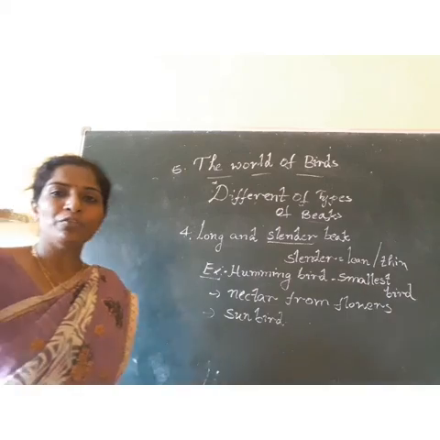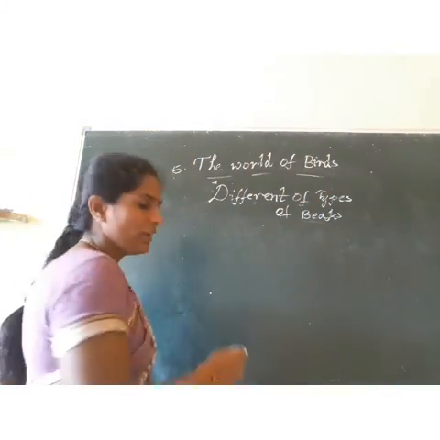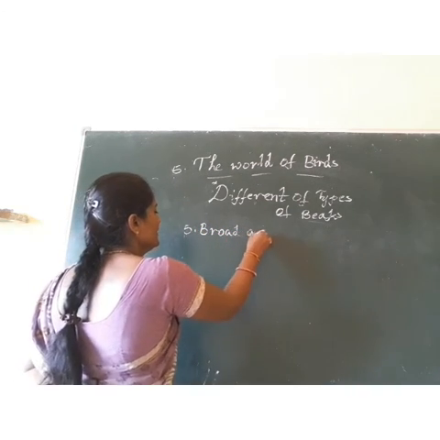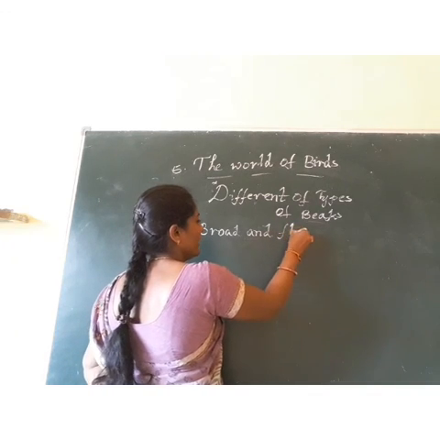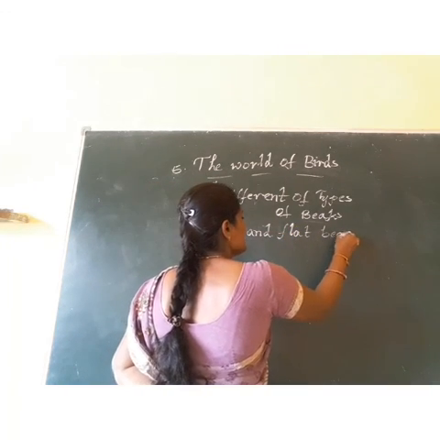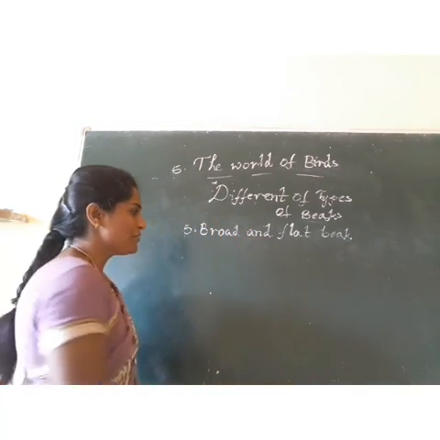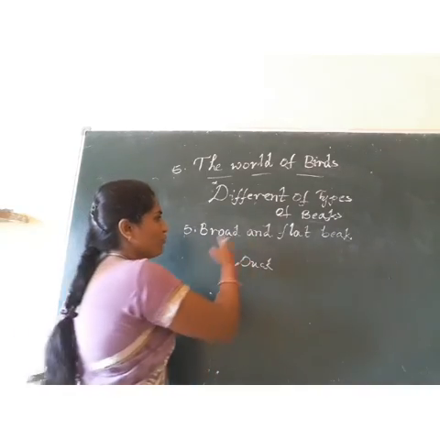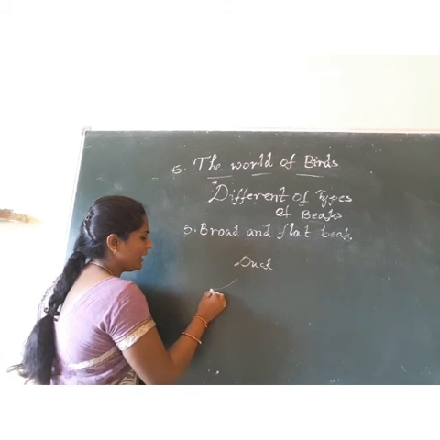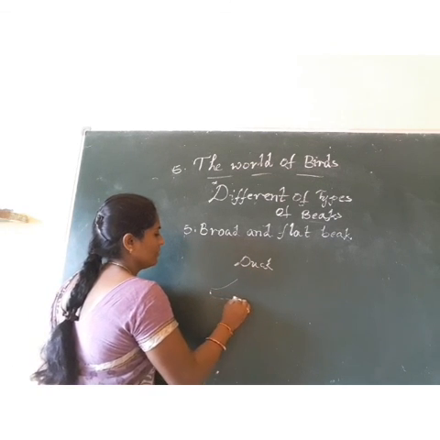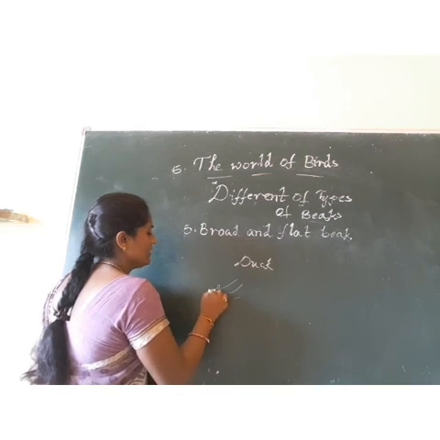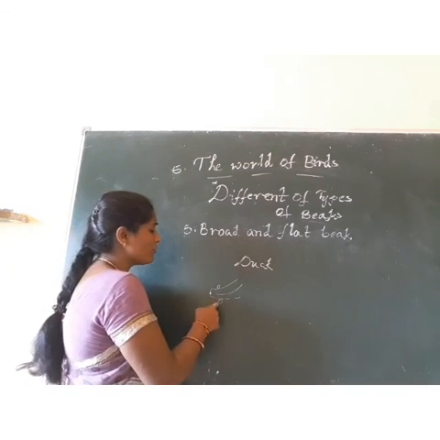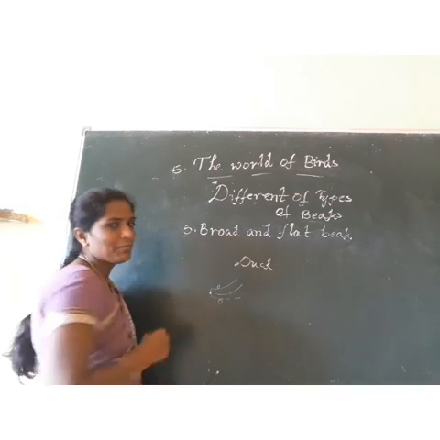And coming to the fifth one. Next one is the fifth one, broad and flat beak. Broad and flat beak. See children, did you see a duck any time? See, this duck also has a special structure of beak. See, normally I am drawing. See, this type of beak the ducks have only. Okay. See, what is the use of this? See, a very broad and flat beak only.